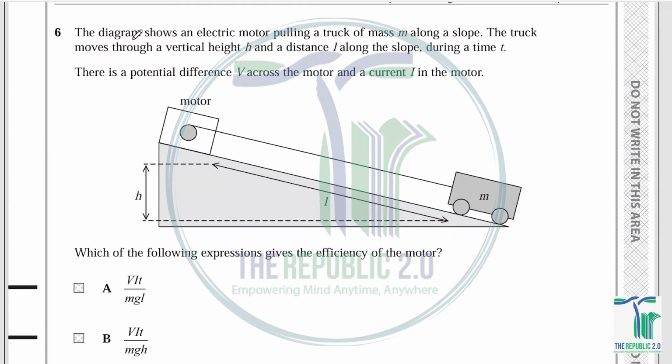In question number 6, the diagram shows an electric motor pulling a truck of mass m along the slope. The truck moves a vertical height h and a distance l along the slope during the time t. There is a potential difference V across the motor and the current in the motor.